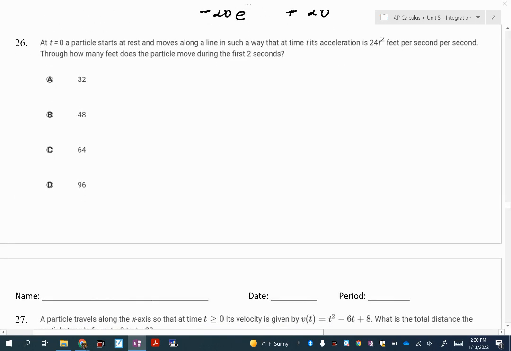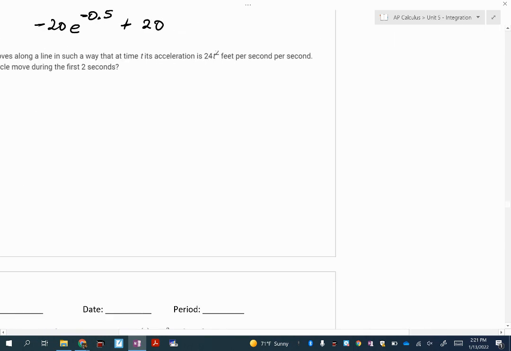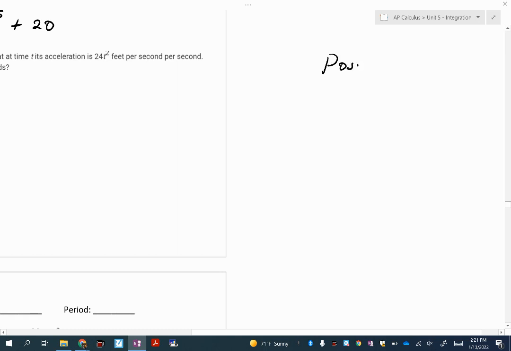Okay, 26. All right, it says, at t equals 0, a particle starts at rest and moves along a line in such a way that at time t, its acceleration is 24t squared feet per second squared. Through how many feet does the particle move during the first 2 seconds? So this is actually going to be twice we need to integrate this, because if you remember from last semester, I told you position, then velocity, and then the acceleration functions. So right now we're at this step, and we've got to back up twice.